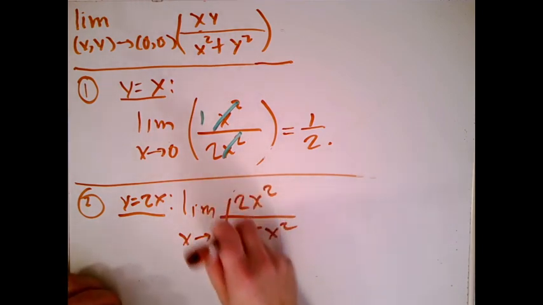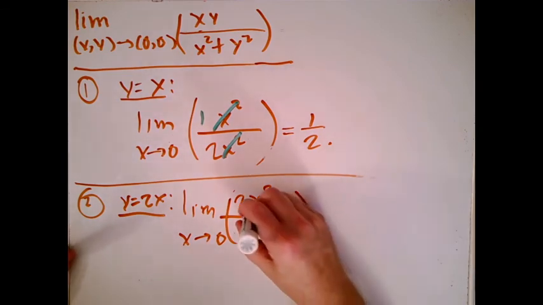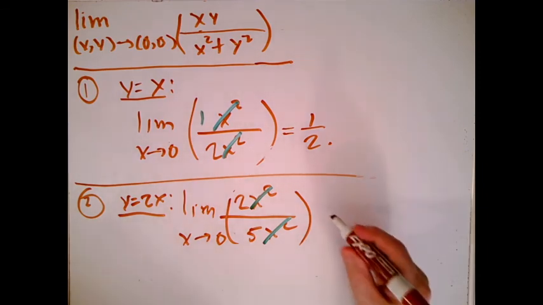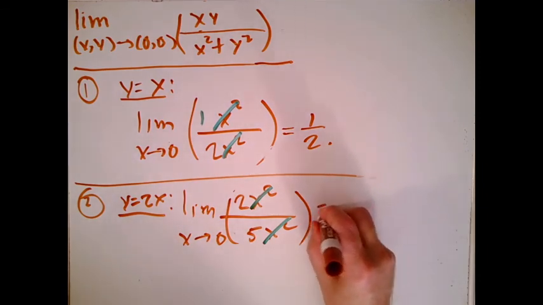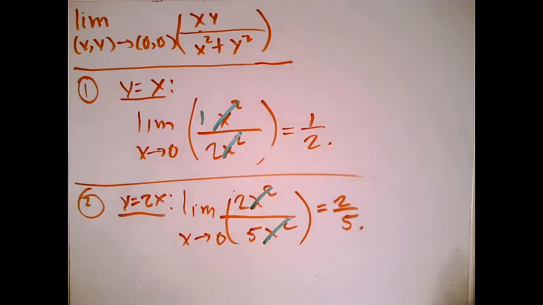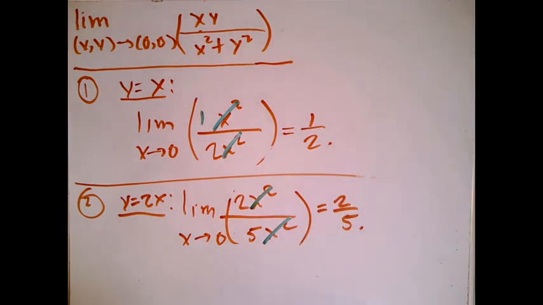And we're back in our Calc 1 case. I can't plug in, but I can cancel. And after I cancel, we can now plug in, and we get 2/5. Aha! And what does that mean? Remember, if I walked over the line y equals x, I end up at height 1/2. If I walked over the line y equals 2x on that surface, I end up at height 2/5.